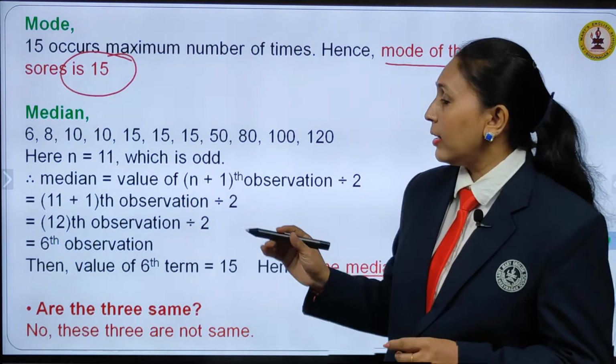Okay, the second thing we have to find here is median. Children, as you can see our n is 15, the number of observations, which is odd here. So we will use the formula (n plus 1) observation divided by 2. Taking n as 15, plus 1 is the 16th observation, dividing by 2, I will get the 8th observation. Now what is the 8th observation in the data? The 8th observation is 40. That means the median is 40 in the given data.